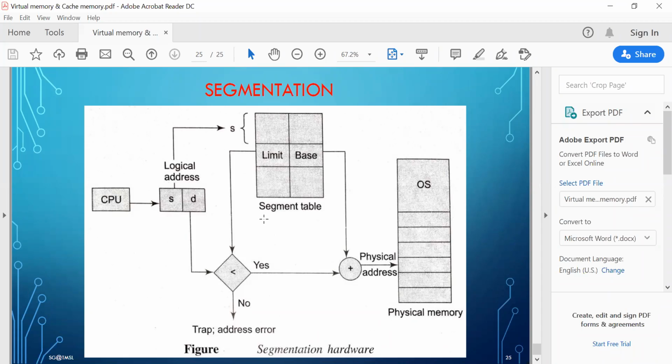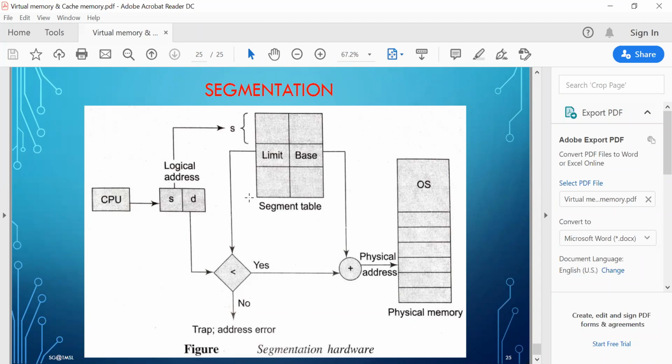The offset D must be between 0 and the segment limit. So that's why one decision-making block has been considered: if D is less than this limit, then only the base must be added to your displacement or offset, so that one physical address is generated. That's why it is given in this way.